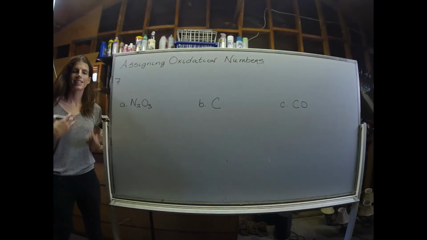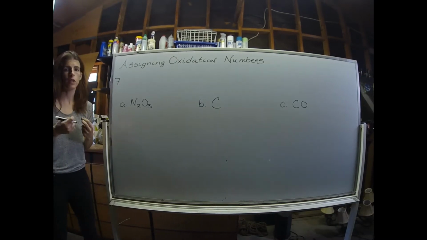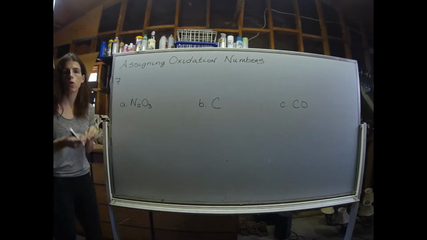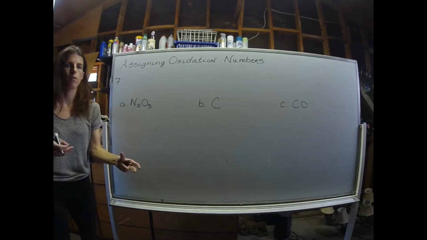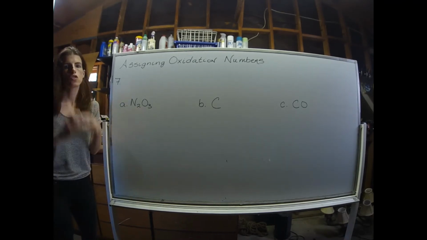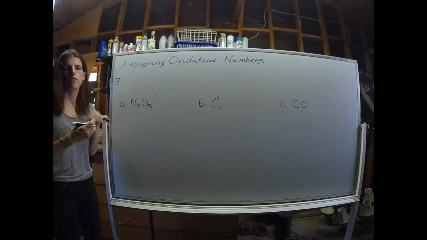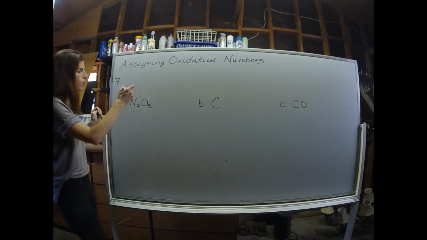Let's practice assigning oxidation numbers. Remember, long term, what we need to get is the oxidation number on the individual atom. That's going to help us with future analysis and future problems. So I'm going to circle the oxidation number on the individual atom to demarcate it or separate it from everything else that's going on.